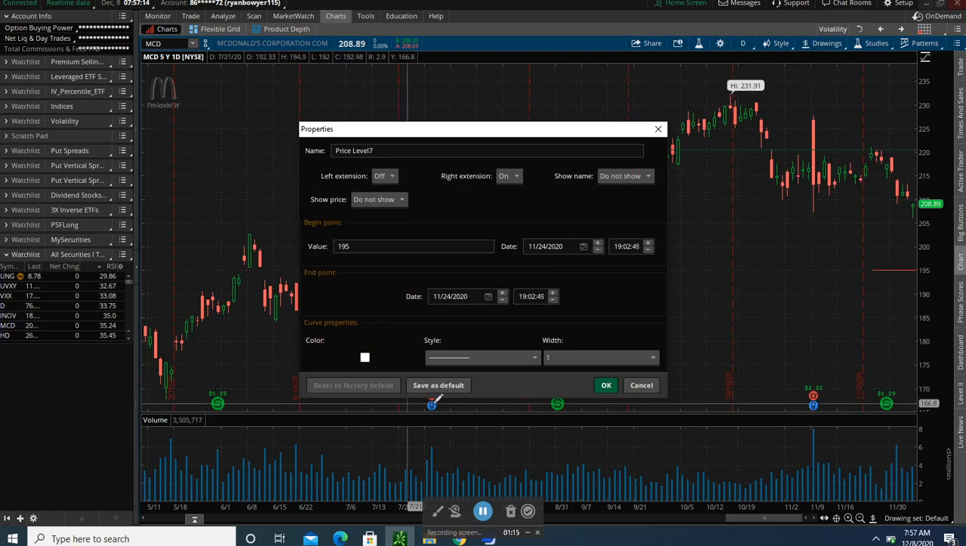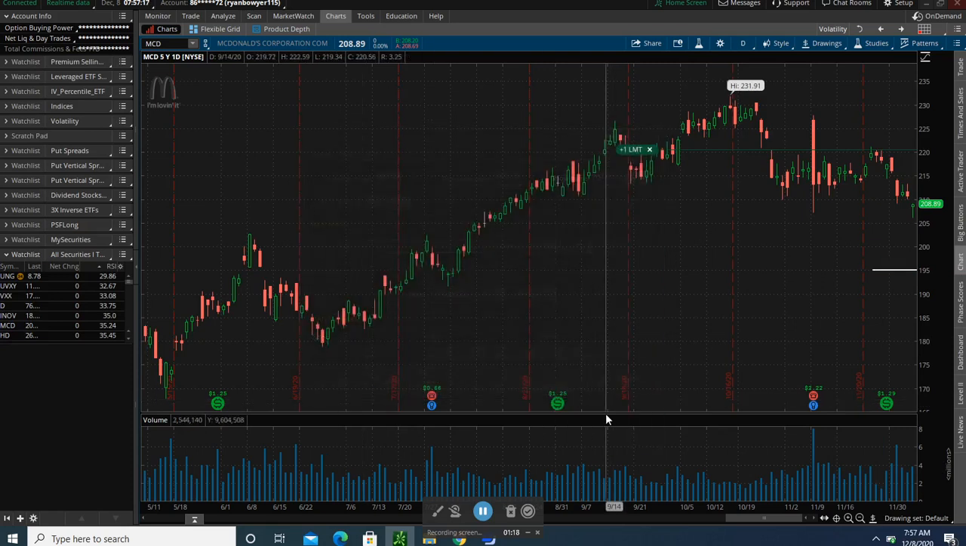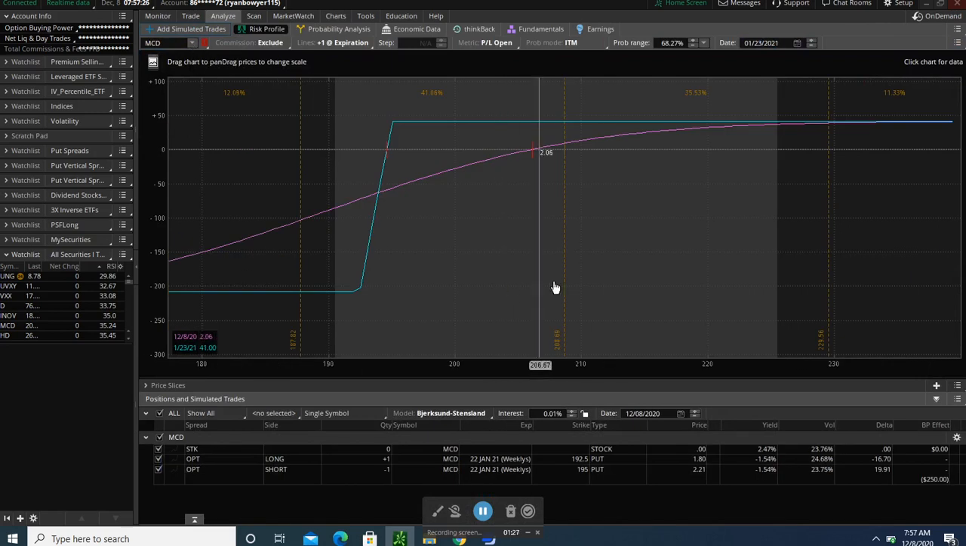Let's take a look at our Analyze tab here. In MCD, again, we went small just for illustrative purposes. So here we are, potential to make $41 per spread, risk $209 per spread. Currently, if we set our slices to the break even, we've got a 77.30% chance of profit, and a 22.7% chance for us to, of course, lose on the trade.